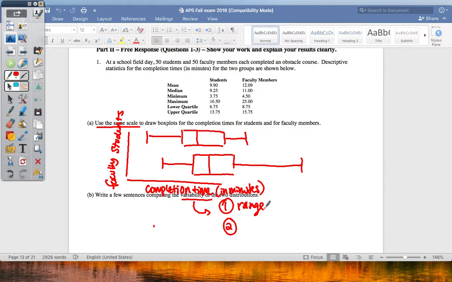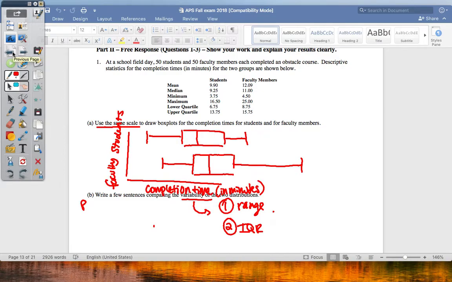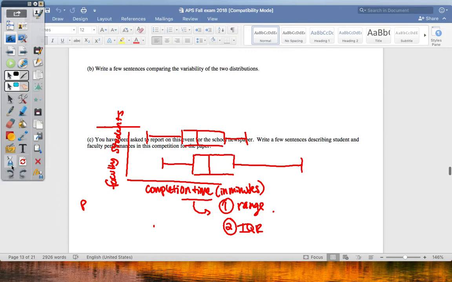Oh yes, and then IQR, because that is another form of variability as well. Those 2 things needed to be compared. If you had one of 2, then obviously you got a P out of that section, and so that's where we were at there. The next part, hold on, click this, scroll down to C, part C.